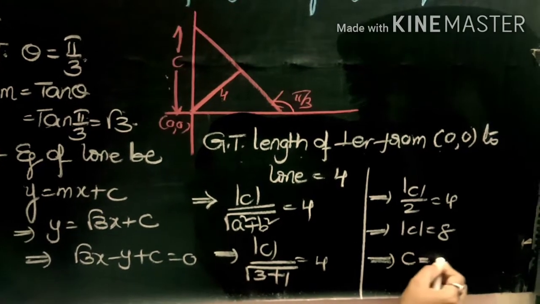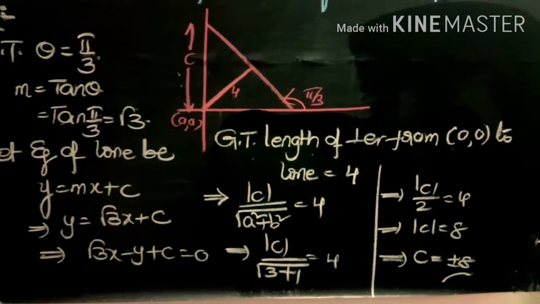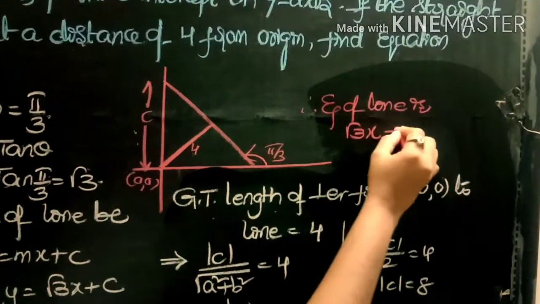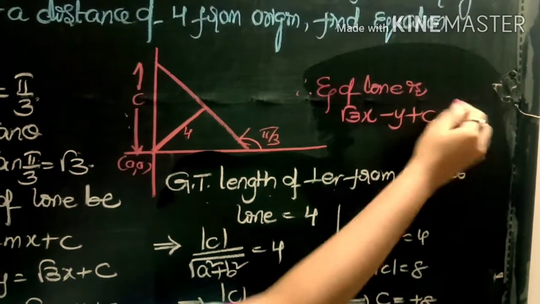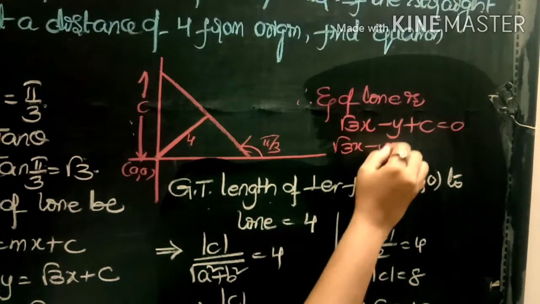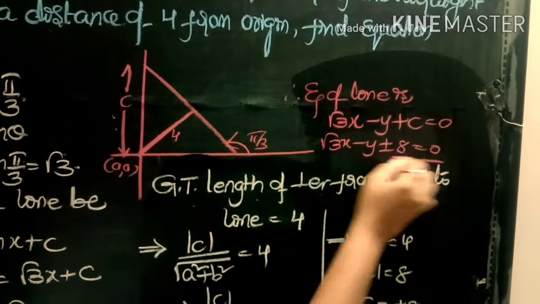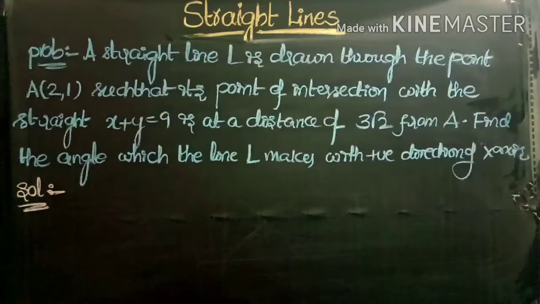Therefore, the value of c is equal to plus or minus 8. Therefore, the equation of line is root 3x minus y plus c equal to 0, that is root 3x minus y plus or minus 8 equal to 0. That's all. This is the required line.